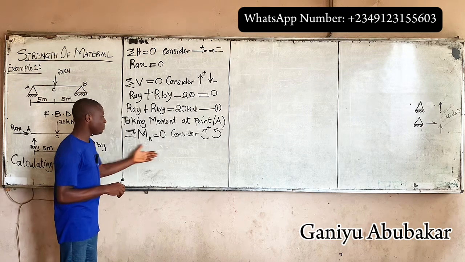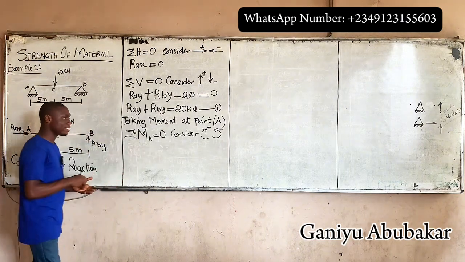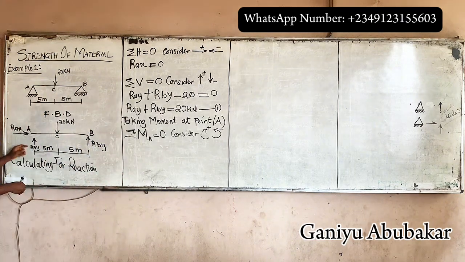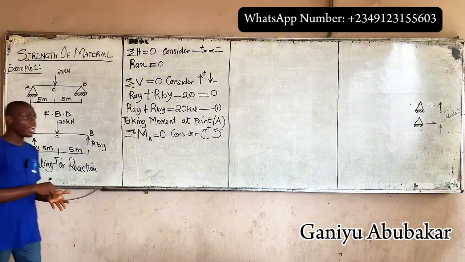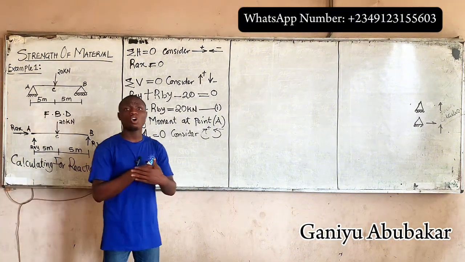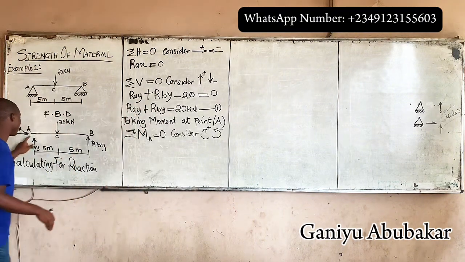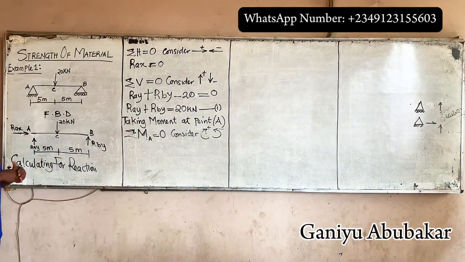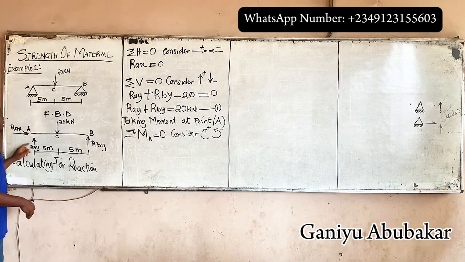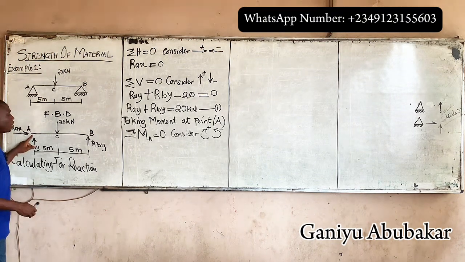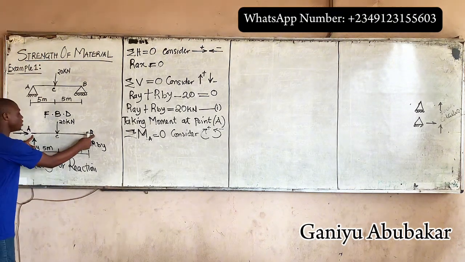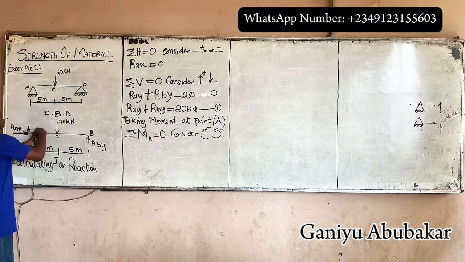Alright, so I have this one here. Now for moment, we said always take moment at the point where you have 2 reactions. So take moment at point A. It means that the moment from A is always equal to 0. Now if A is 0, what does it mean? It means that the other reactions, C and B, will come to A.